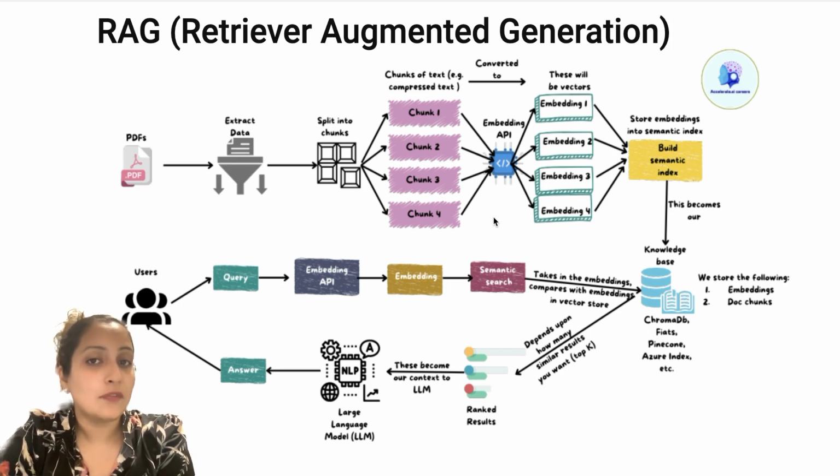For now, after your chunks are ready, the next step is embedding. And here where it says embedding API, I have mentioned it in a simplistic manner, but there are various embedding models, such as open embedding models. There is the ADA model from OpenAI. There is the text-embedding-large model from OpenAI. There are sentence transformer models to do embedding.